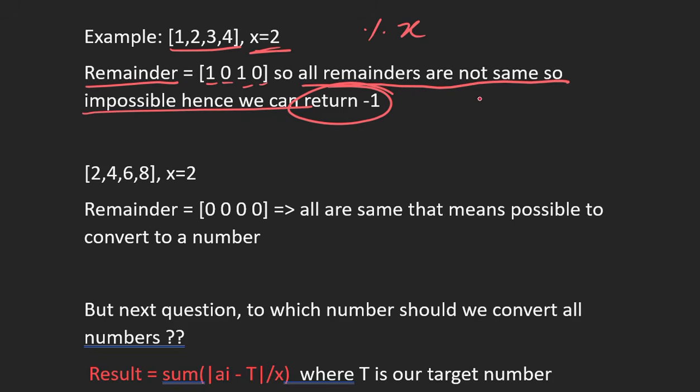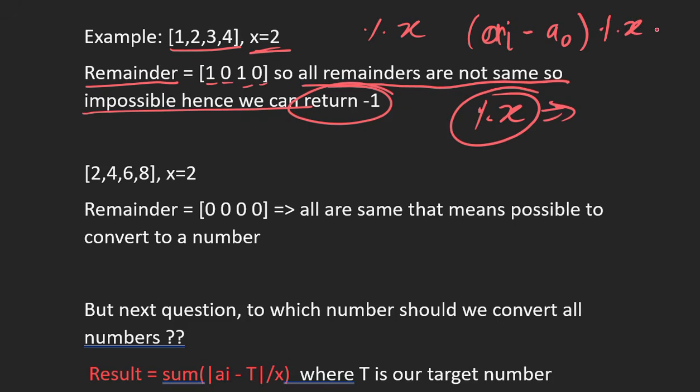So to check the feasibility condition, we have two options. Either take remainder by x for all the numbers, and if all the remainders are same, then it is feasible to convert all the numbers to a particular number. So this is one way. The other way is we can subtract every number, ai minus a0 modulo x should be equal to 0. So either this is the first method or this is the second method.